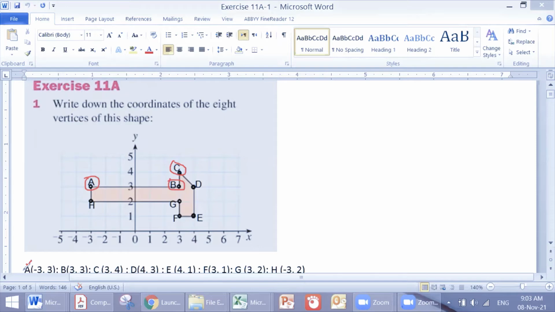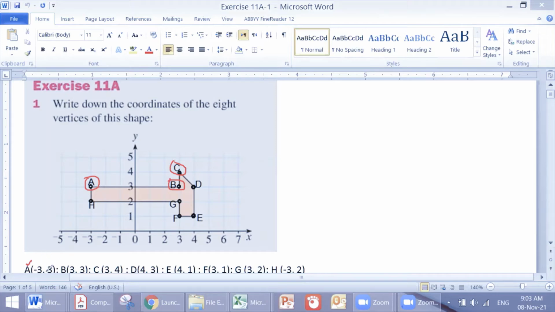When you see this coordinate, you will automatically look at this picture and see where point A is. So you can identify it. If I directly write the coordinates, it will be hard for you to understand where the coordinate is. That's why we give names to these coordinates.